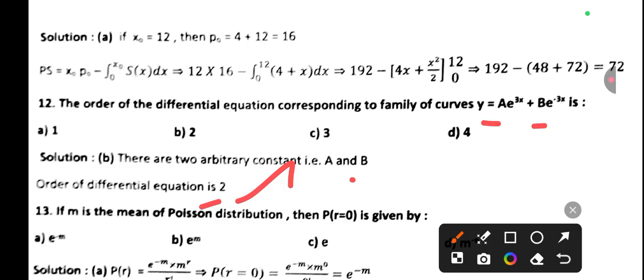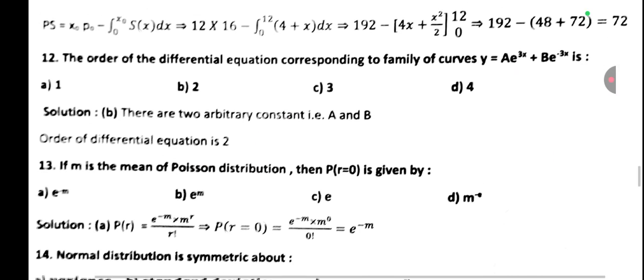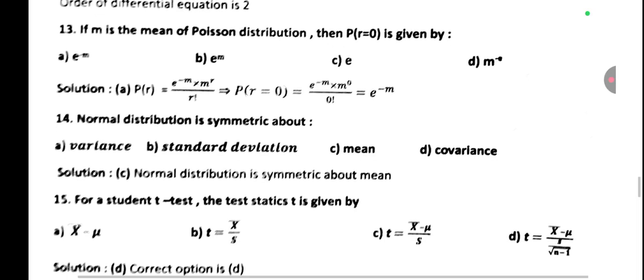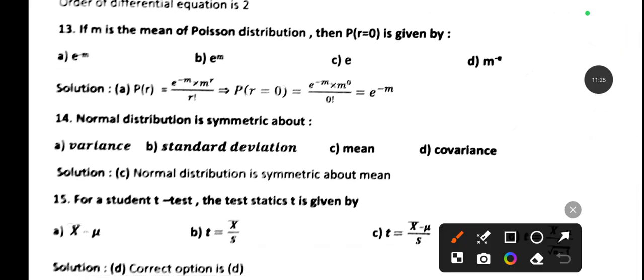Normal differentiation is different, differential equation is different. When the variable is there, how many arbitrary constants? A, B, 2 are there. Suppose only A is there, like A power minus 2x alone, then the order is 1. If A, B, C, 3 things are there, the order is 3. Then the 13th, when the arbitrary constant is there, that is the way. So the 12th one is important.